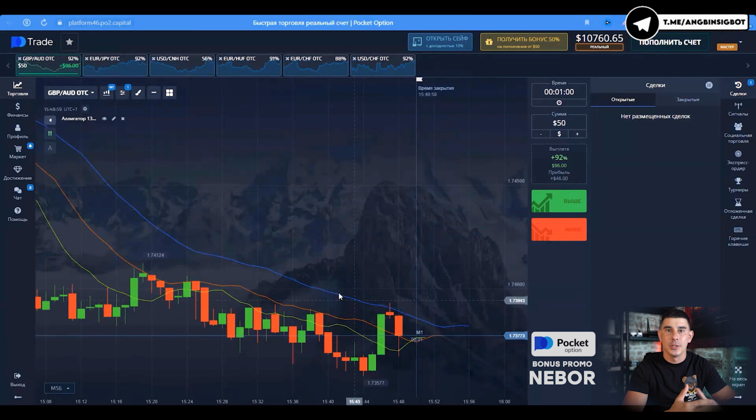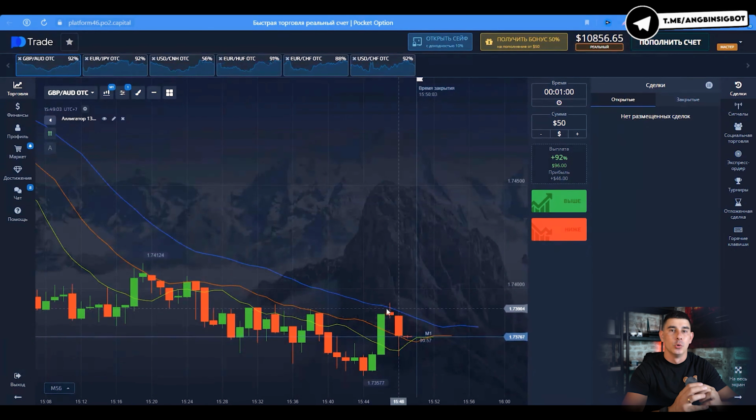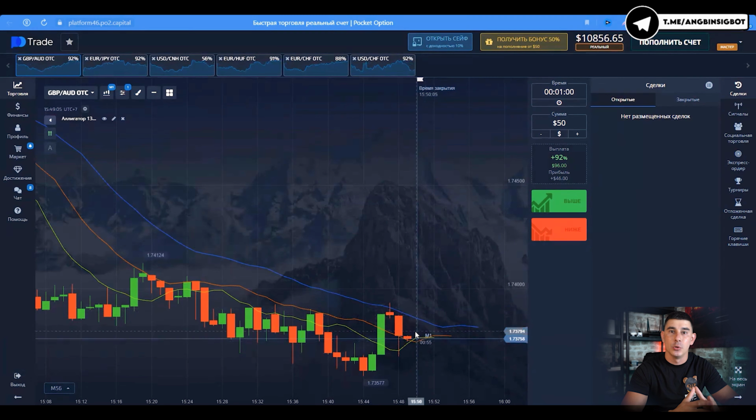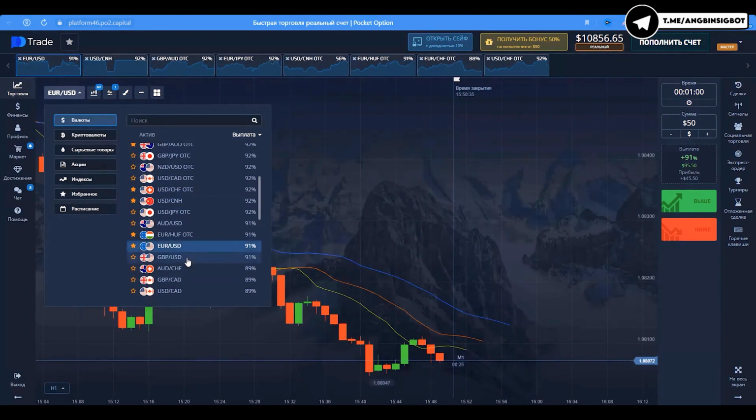The trade confidently goes into profit. As I mentioned earlier, the price approached the last moving average, meaning it was maximally stretched back and then shot in the direction of the trend.